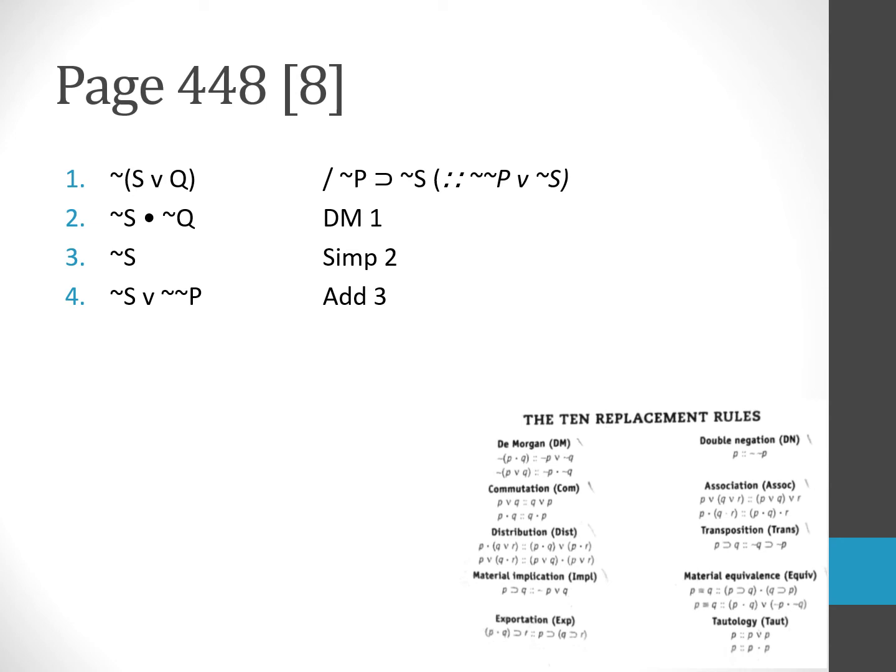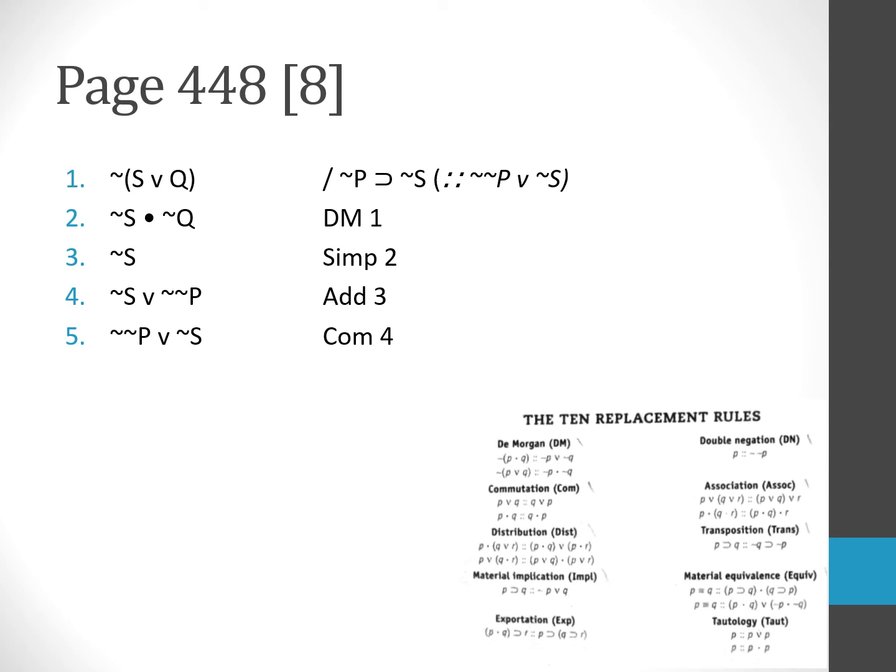Carrying on. Alright, so we added the not P to our not S here because we know that our conclusion is equivalent to this guy here. So now we pretty much have that disjunction. We just need to switch the places. So our next move is going to be a commutation. So that's what I do there.